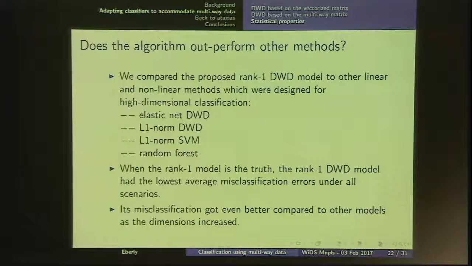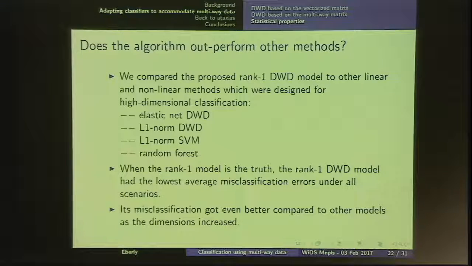Okay, so now a different question. Does this outperform other classification procedures? So we compared the proposed rank 1 DWD model to other linear and nonlinear classifiers, which were designed for high-dimensional classification: ElasticNet, DWD, L1 norm, DWD, L1 norm, SVM, and random forest.